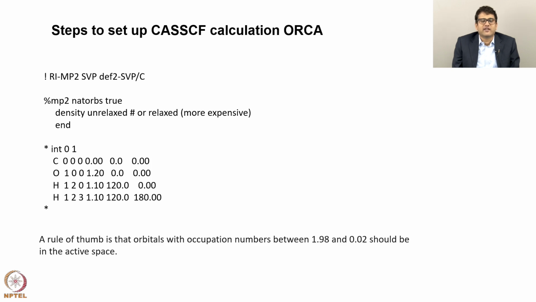So, let us do a calculation on H2CO, the formaldehyde, the example we are using a lot, and we are going to use a very small basis set so that my calculations remain feasible. Otherwise, a CASSCF calculation can be very costly. To do that, first we have to generate the orbitals, and we need to see how the orbitals look. So, the first thing we will do is an MP2 calculation and calculate the natural orbitals.